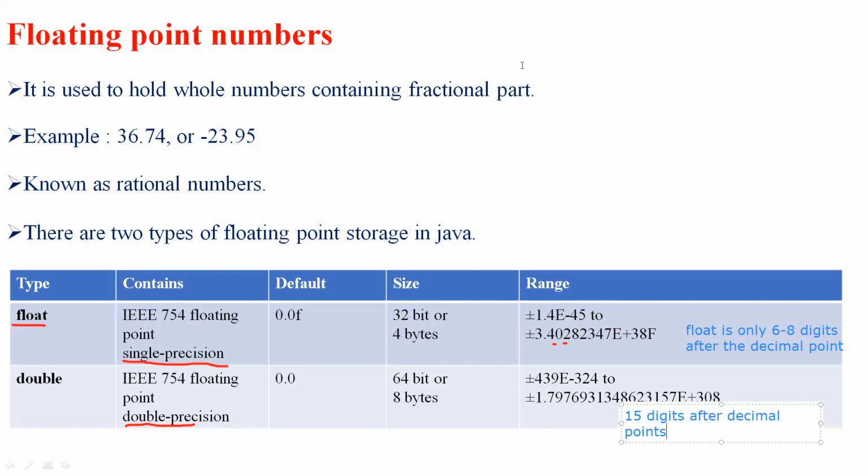The size of a floating point, or a single precision value, is 32 bits or 4 bytes, whereas for a double it is 64 bits or 8 bytes. When comparing float and double, it is safer to use double for calculation or computation purposes. These are the two different data types which come under floating point numbers: float as well as double.